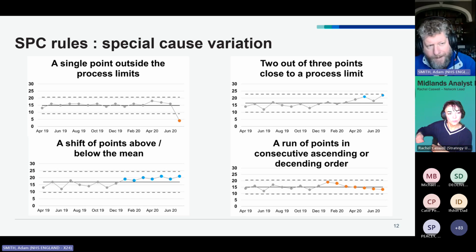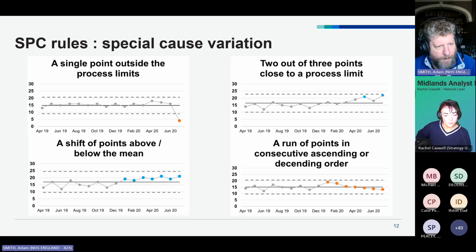So we've got a single point outside the process limits as the first rule. If we think back, 99 plus percent between these two dotted lines, less than 1% chance of occurring outside the dotted lines, and actually on the mass, it's probably less and less the further away you go. So that's statistically significant. We think it should be looked into.